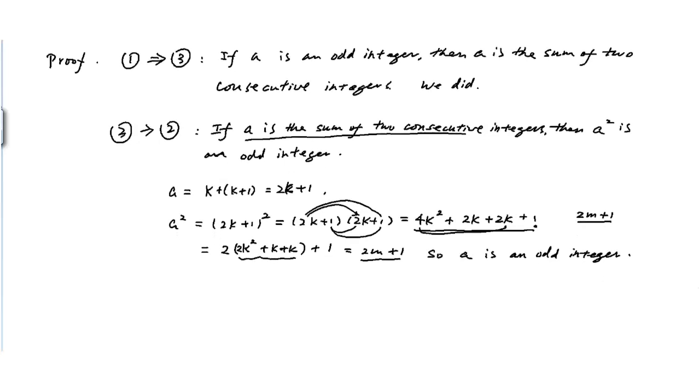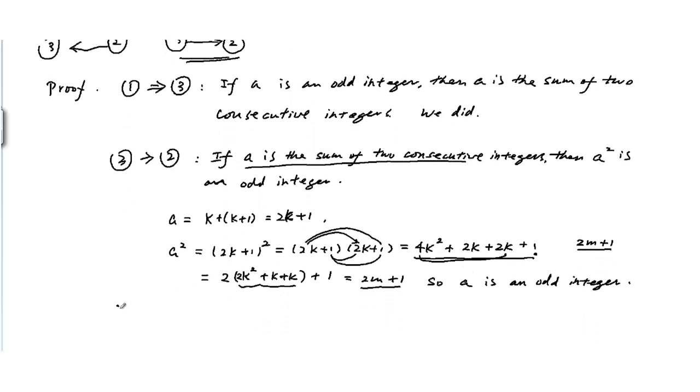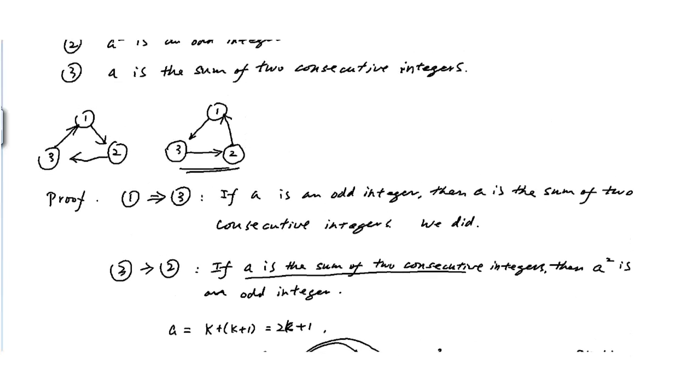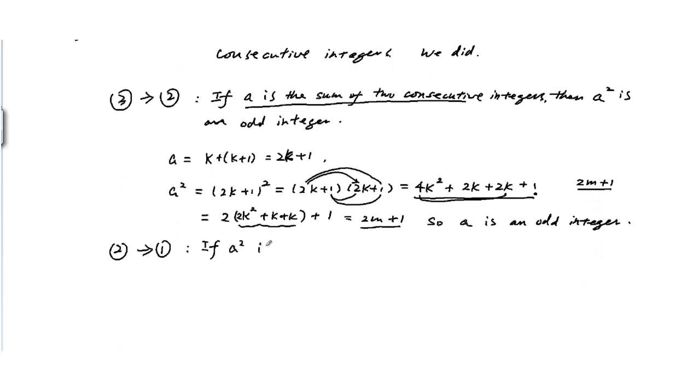So we proved from 3 to 2, and then finally we circle back from 2 to 1. So from 2 to 1, statement 2 is a squared is an odd integer, okay? If a squared is an odd integer, then a is an odd integer. We did this one before, and we skipped this one. So this is for your review.